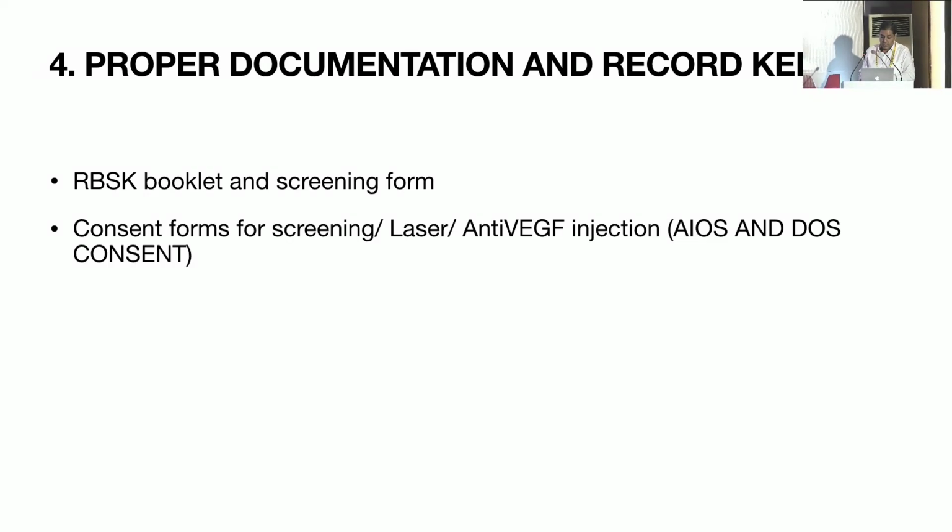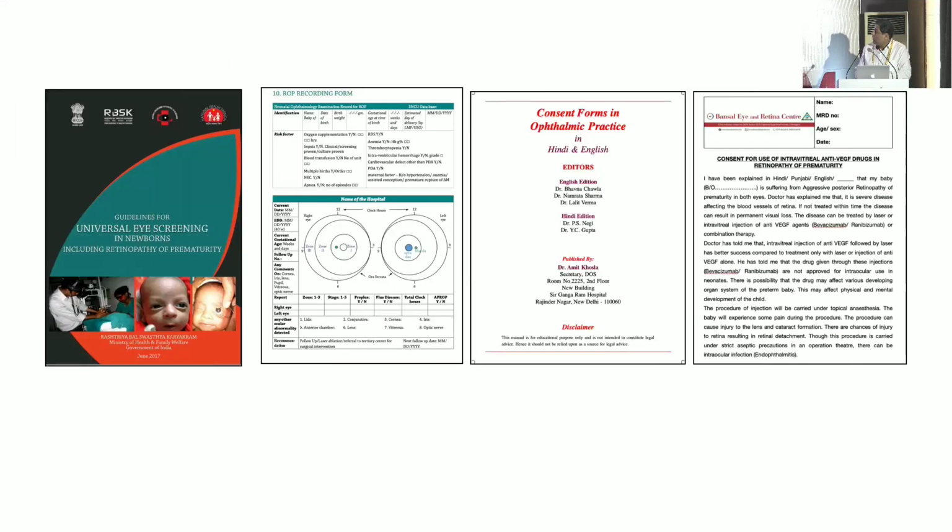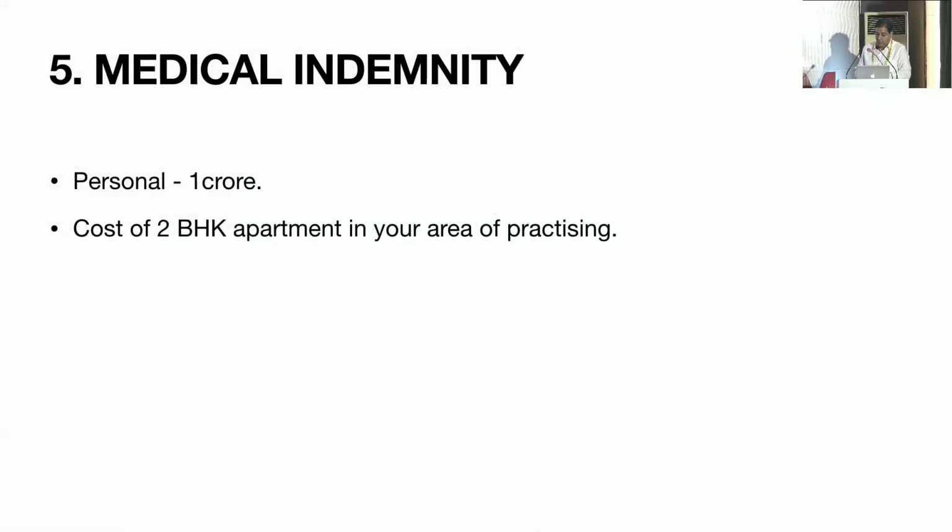Before doing ROP, we should have all the consent forms, bilingual, trilingual, for screening, lasers, and anti-VEGF injections. These are available with the DOS and the AIOS consent forms. All these consent forms and screening forms should be available. Medical indemnity is very important. I think medical-legal aspects will be covered later in these presentations.